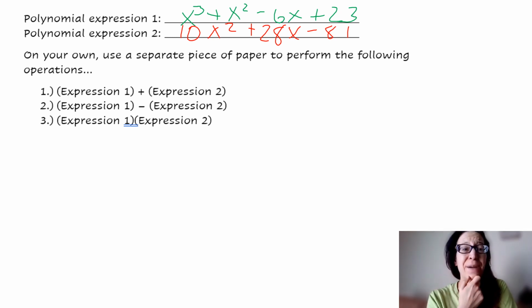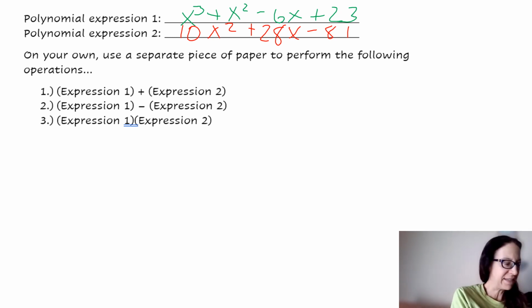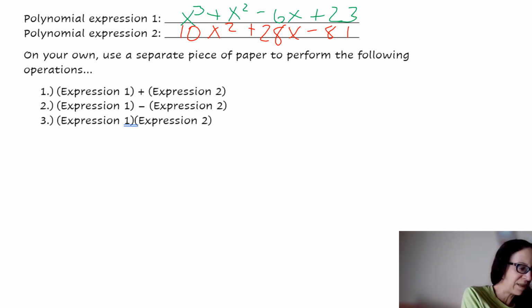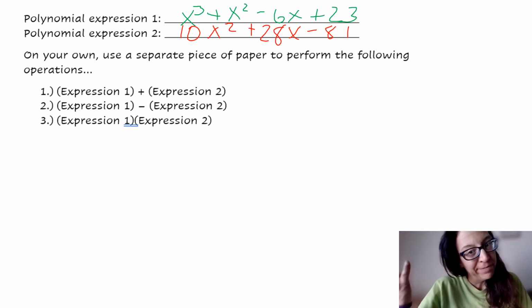Onward. Okay. So on your own, use a separate piece of paper to perform the following. We're going to take expression 1 and add to it expression 2. Oh, I need to make sure that I write these down because I did not put them on the next slide. 10x squared plus 28x minus 81. That'll show me. I should have done my brother's birthday. My brother's birthday has lots of ones in it.